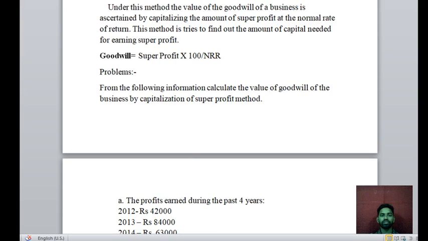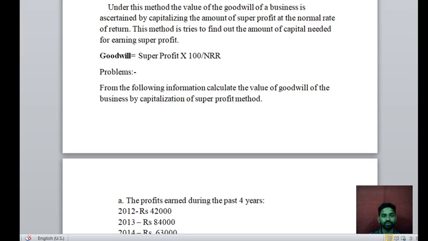What is the capitalization of super profit method? Under this method, the value of the goodwill of a business is ascertained by capitalizing the amount of super profit at the normal rate of return. This method tries to find out the amount of capital needed for earning super profits. This is also a very important method to ascertain the goodwill.